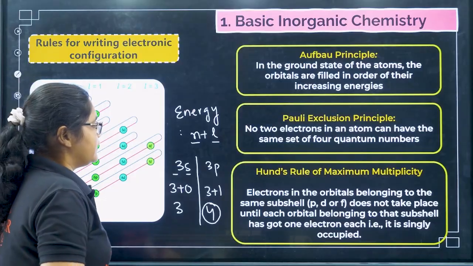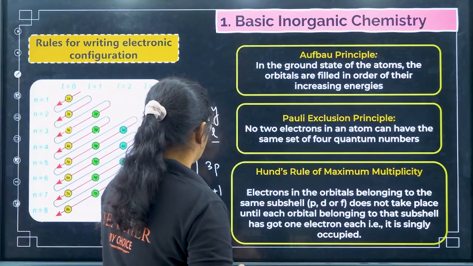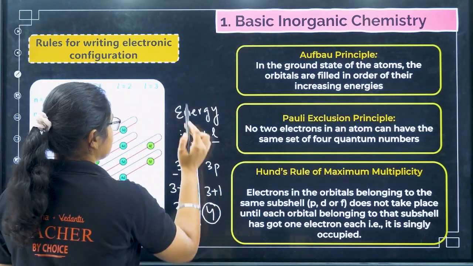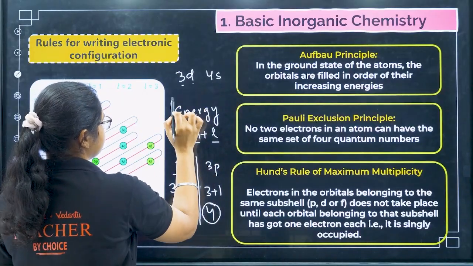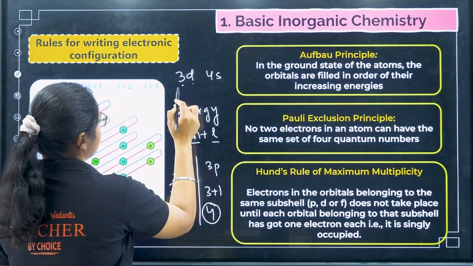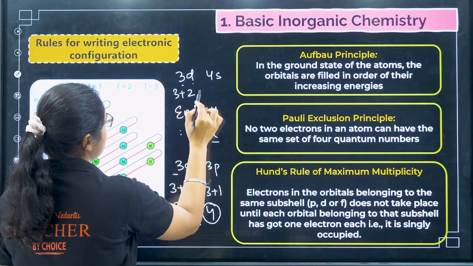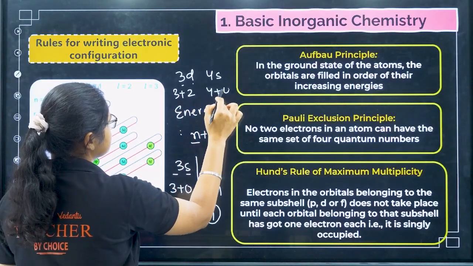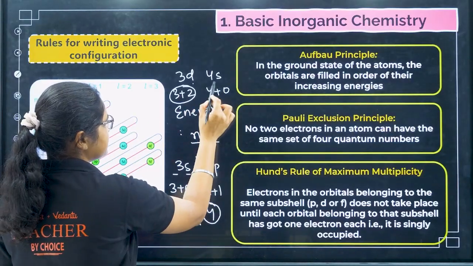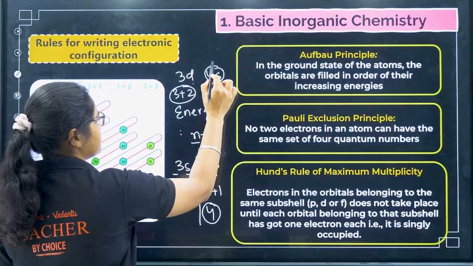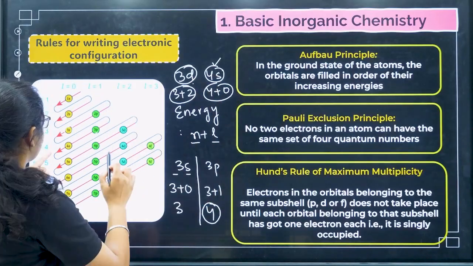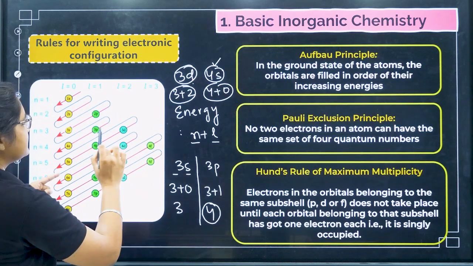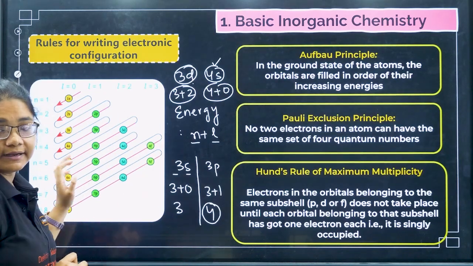Okay. Next, suppose I have 3d and 4s. Here I have N plus L, 3 plus 2, and here I have 4 plus 0. Here it is having more energy, here it is having less energy. So first this one will be filled, then this one will be filled. Okay, so you can see that after 3p, 3d doesn't come, 4s comes, and then 3d comes.